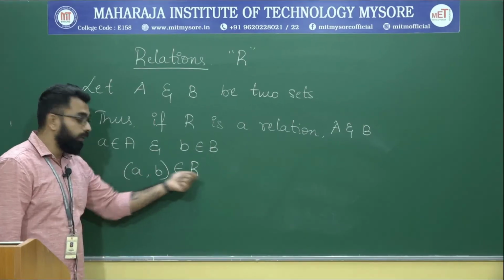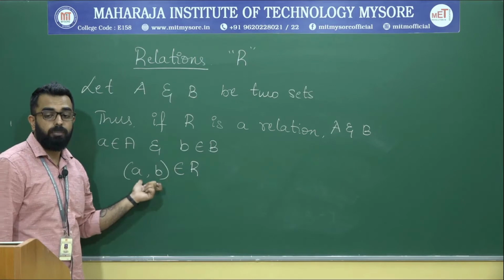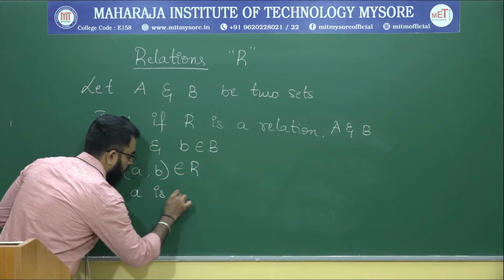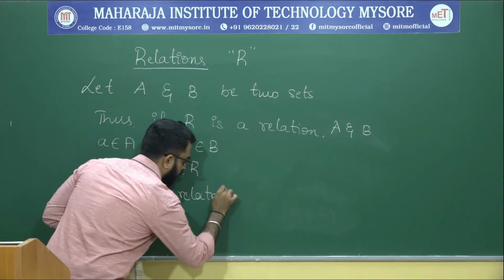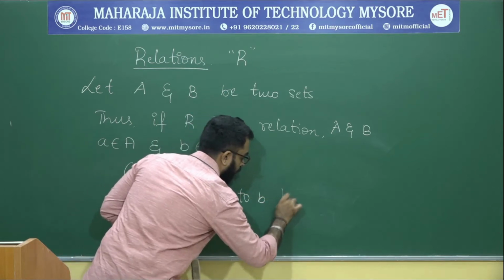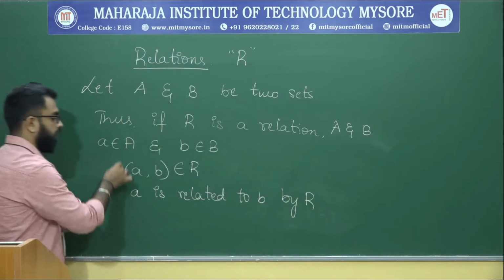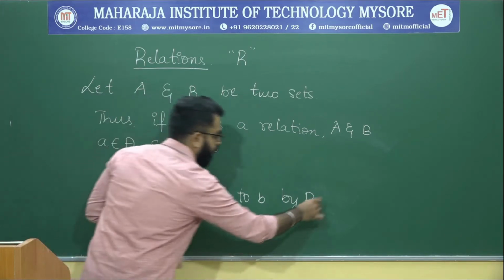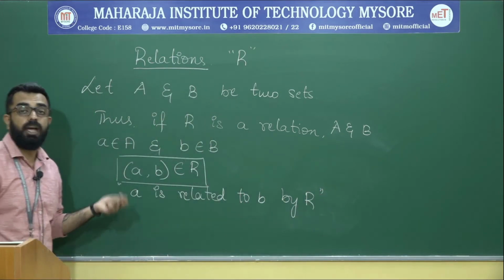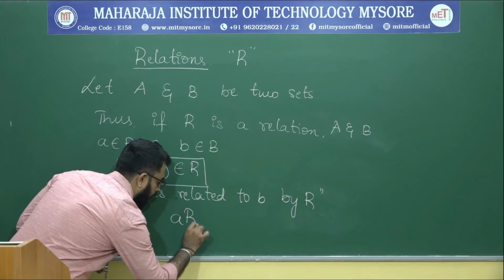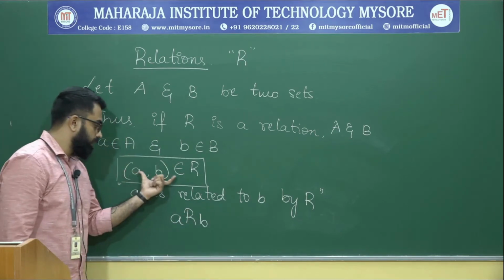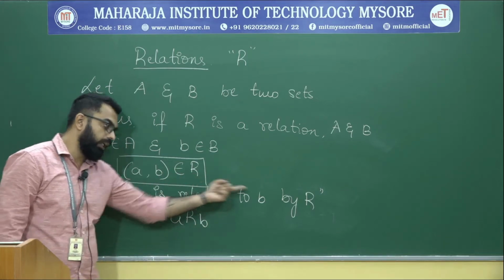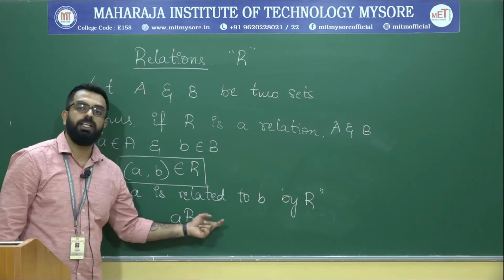Now, (a, b) belongs to R. That ordered pair belongs to R. We say that a is related to b by R. This is how we read (a, b) belongs to R: a is related to b by R, and we denote it as a R b. Meaning to say that a is related to b over the relation R.